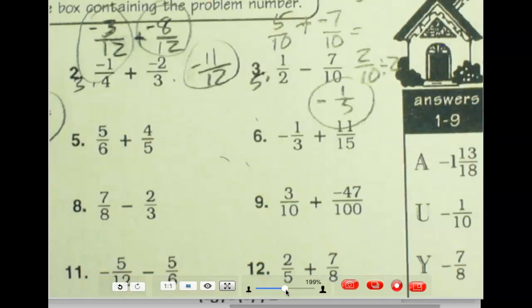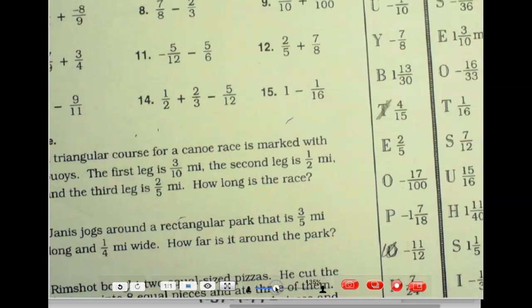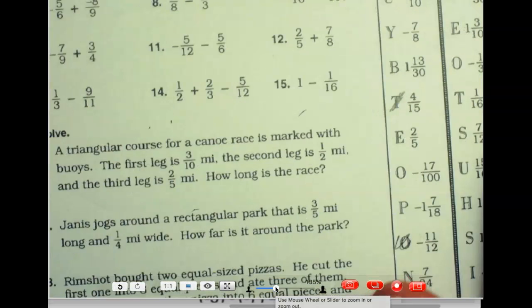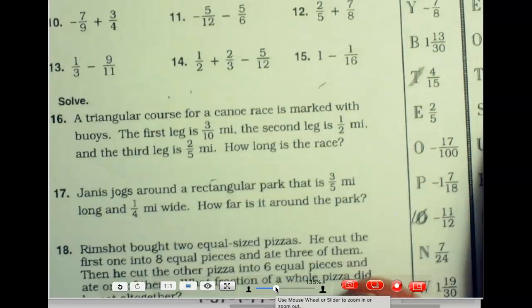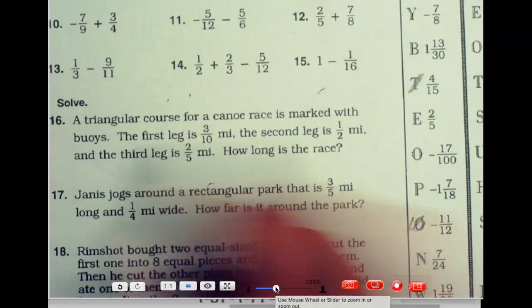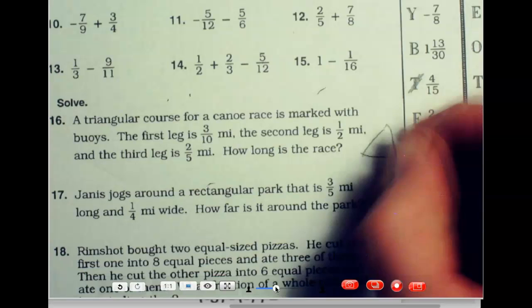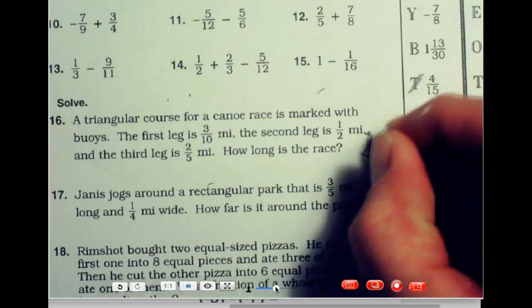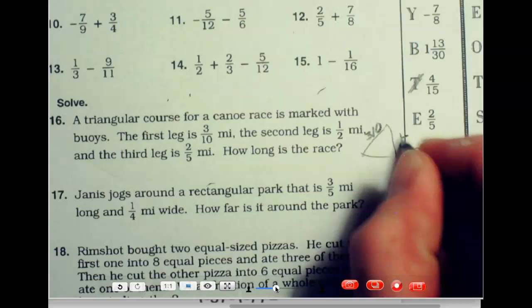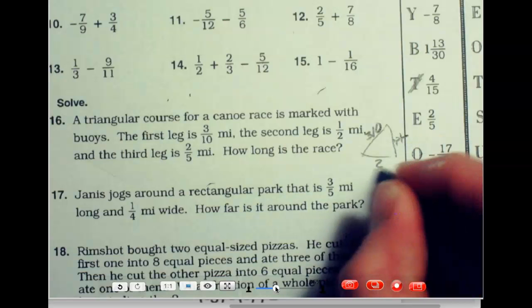And let's work one more problem. Let's try one of these ugly ones. That's a word problem down at the bottom. Word problems are scary. But you're going to be adding and subtracting positive and negative fractions. A triangular course is marked with buoys. The first leg is 3/10 of a mile, so 3/10 this way. And the second leg is 1/2. And the third leg is 2/5. How long is the race?